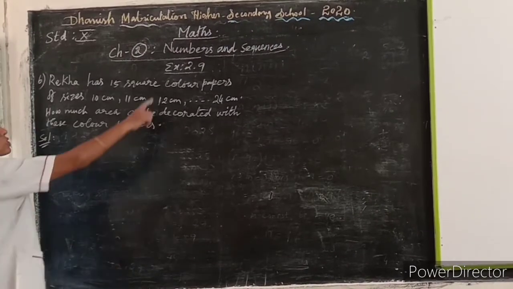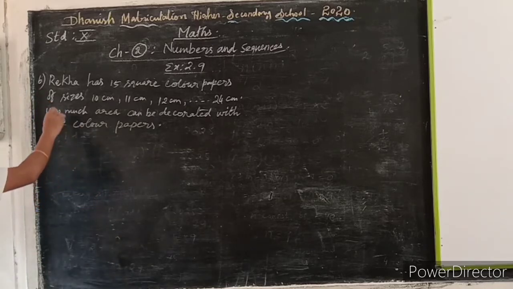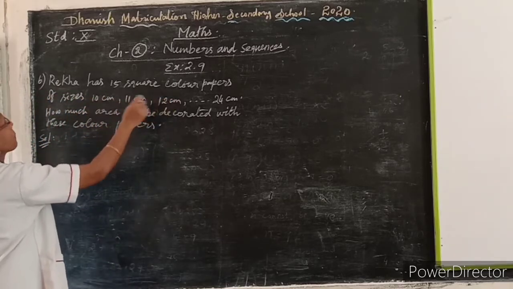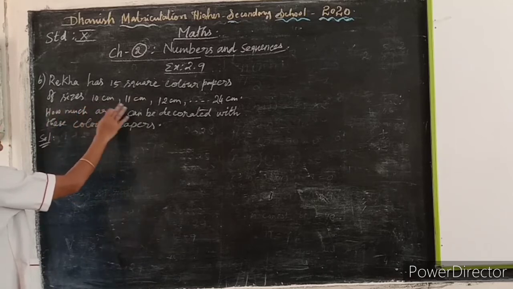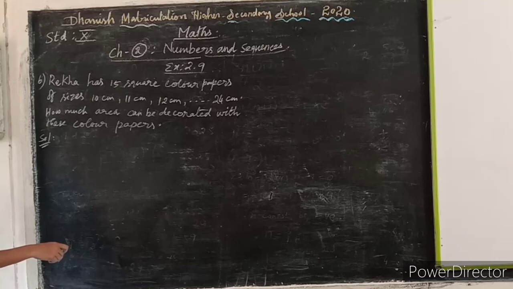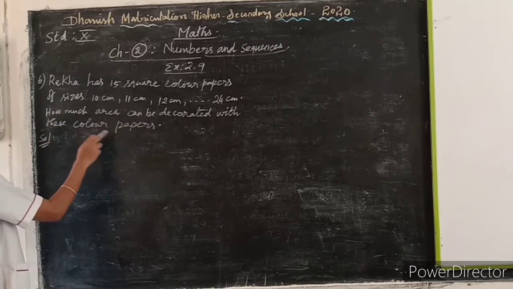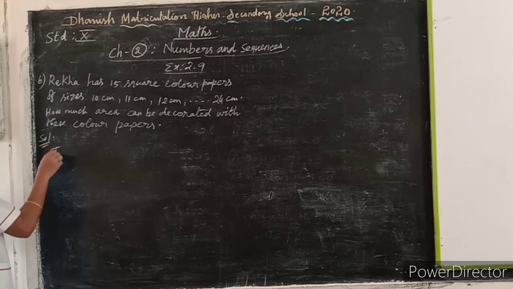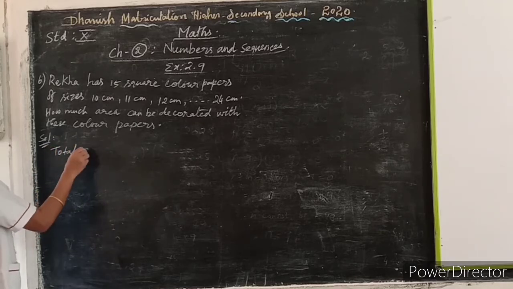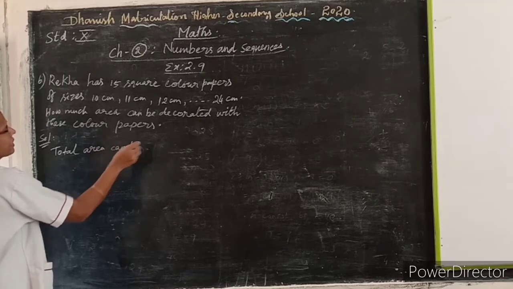Now from exercise 2.9, question number 6. This is a very important 5-mark question. Rekha has 15 square color papers of sizes 10 cm, 11 cm, 12 cm, etc., up to 24 cm. How much area can be decorated with these color papers? Total area can be decorated.